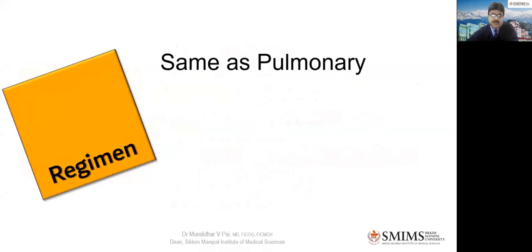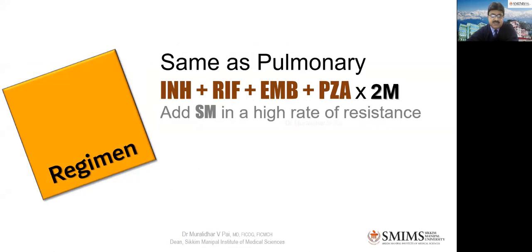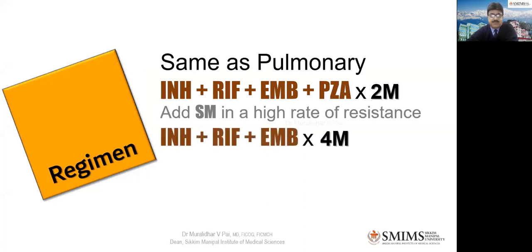Regimens, same as pulmonary tuberculosis. INH, rifampicin, ethambutol, PZA for 2 months. You may add streptomycin in a high rate of resistance instead of any one of them. After 2 months of 4-drug regime, you can switch over to just 3 drugs, that is INH, rifampicin, and ethambutol for 4 more months. It's very standardized now. Gone are the days where you would give for 9 months and all that. It's just for 6 months.